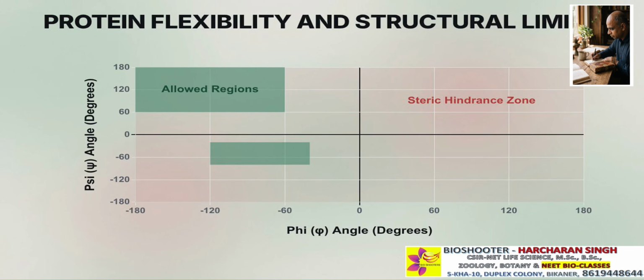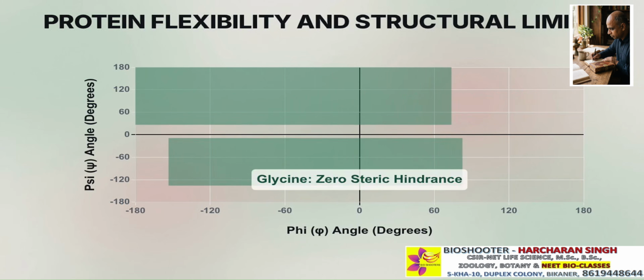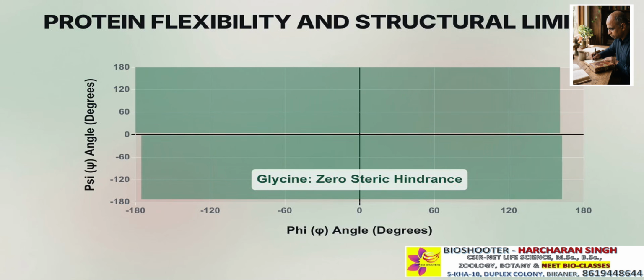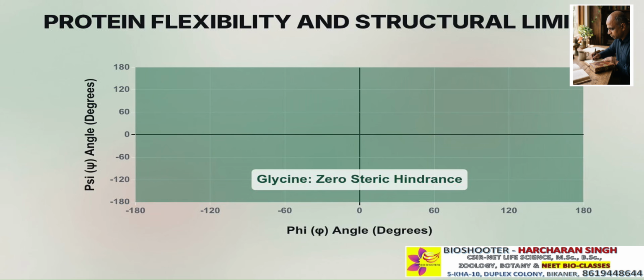Glycine is the simplest amino acid. Because its side chain is just a single hydrogen atom, it produces almost no steric hindrance. On a Ramachandran plot, its allowable green zones expand across almost all 4 quadrants.